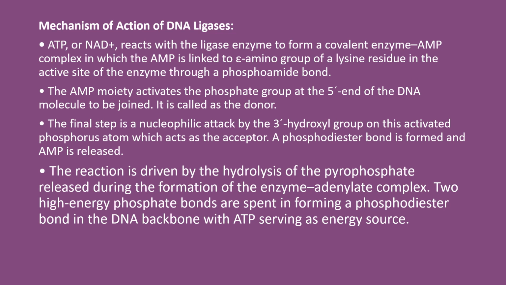The final step is a nucleophilic attack by the 3' hydroxyl group on this activated phosphorus atom, which acts as a receptor. A phosphodiester bond is formed and AMP is released. The reaction is driven by the hydrolysis of the pyrophosphate released during the formation of the enzyme adenylate complex. Two high-energy phosphate bonds are spent in forming a phosphodiester bond in the DNA backbone, with ATP serving as energy source.